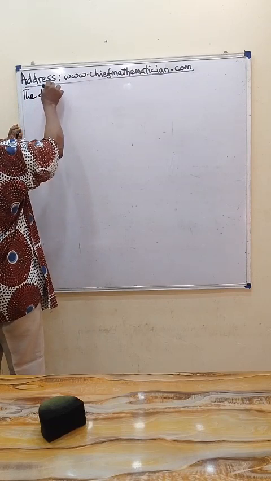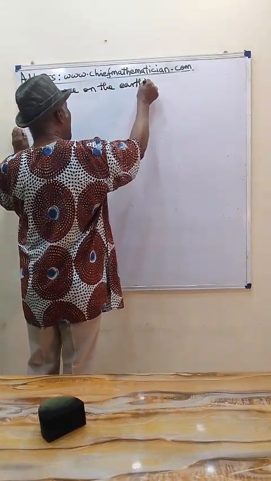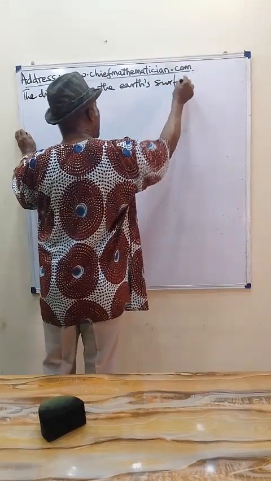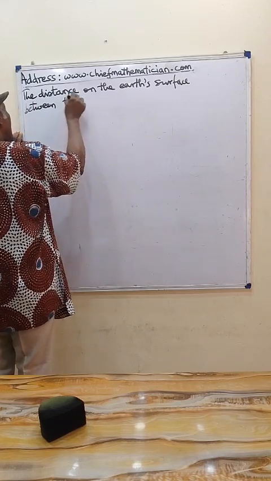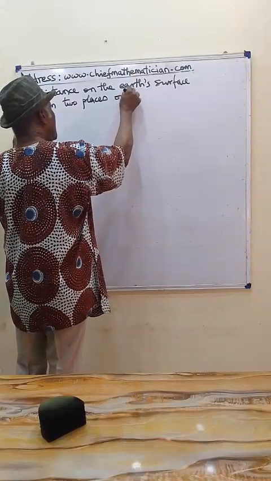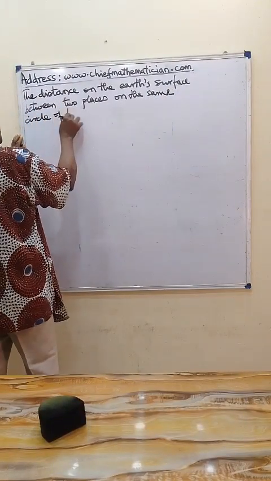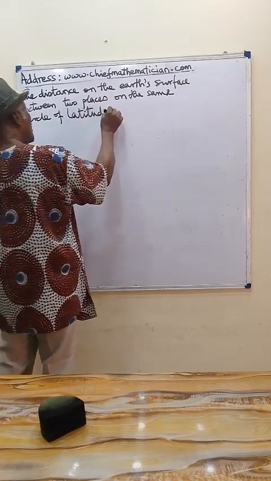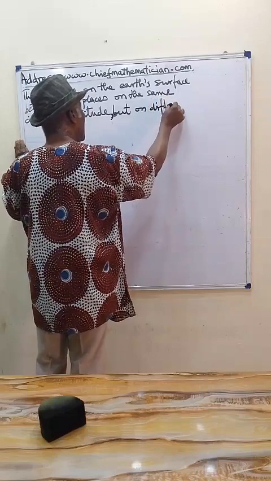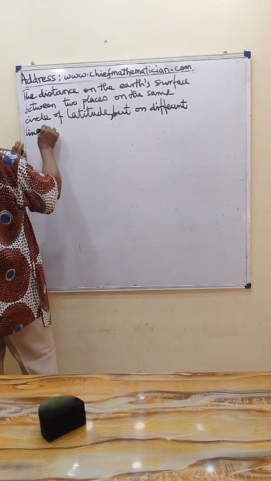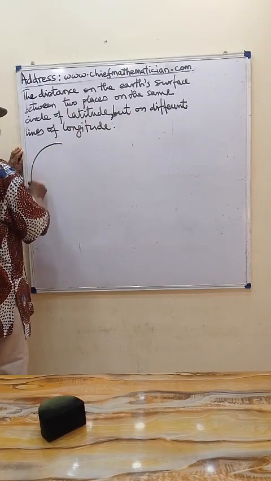The distance on the Earth's surface between two places on the same circle of latitude, but on different lines of longitude. Let us take a very simple case.